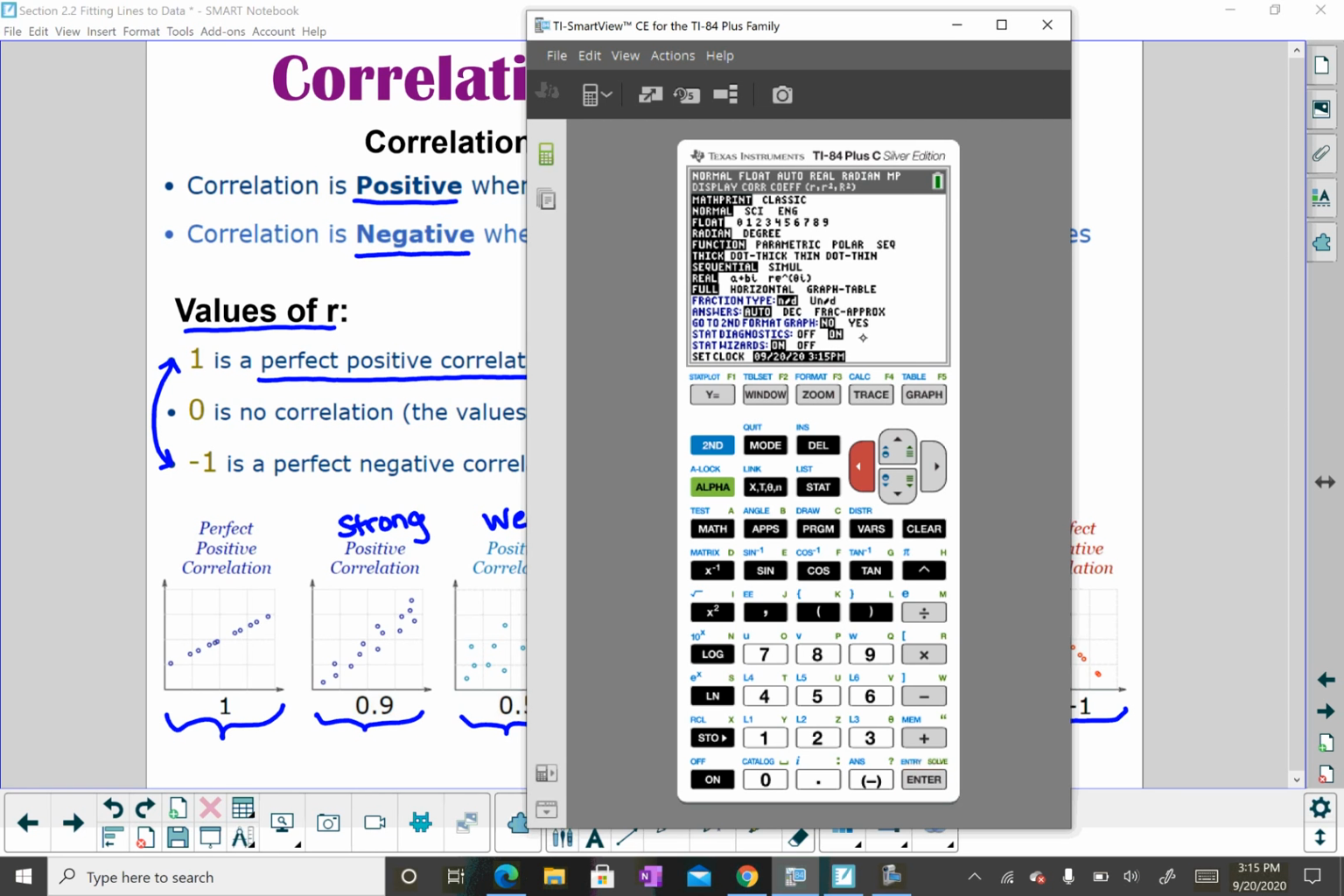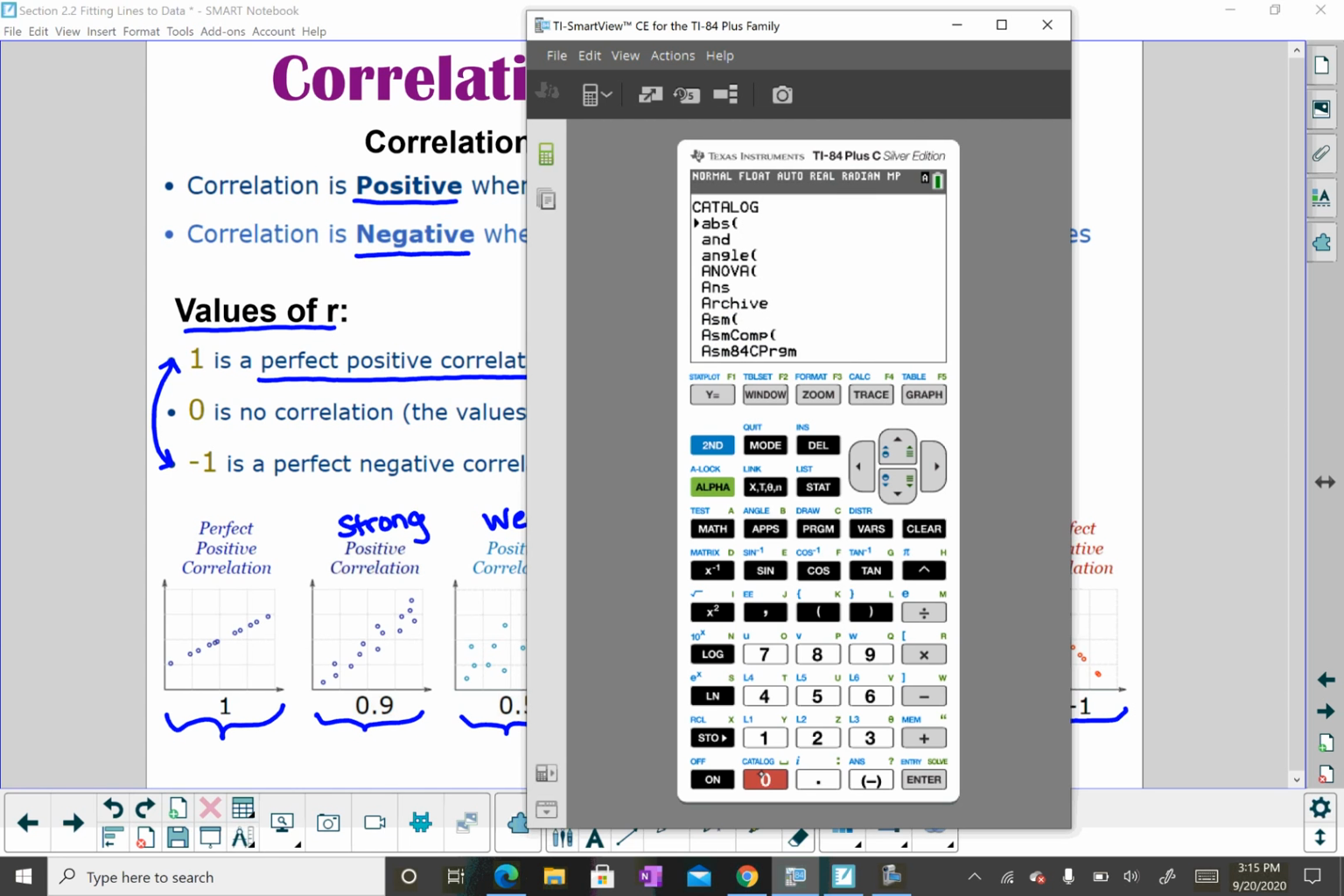If for some reason you have a really old version of the calculator and you don't see stat diagnostics here, you can go to second 0. That's our catalog. Then you can hit D. The letter D is 2 buttons below alpha. It's where it says matrix. And if you scroll down, down, you can hit enter to turn diagnostics on there as well. So that's another way to do it.